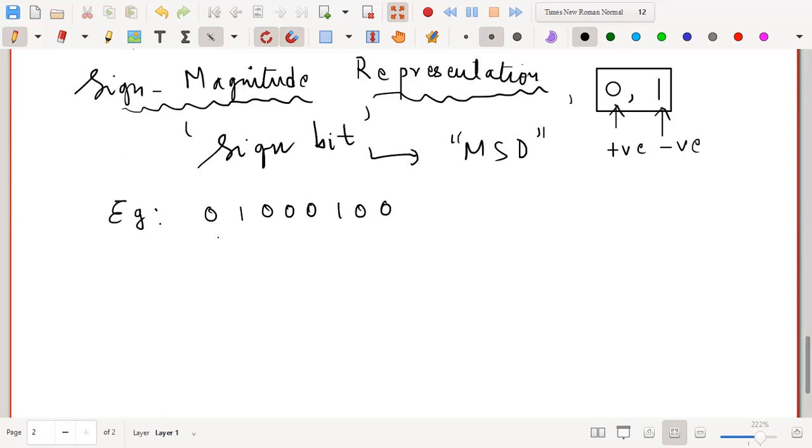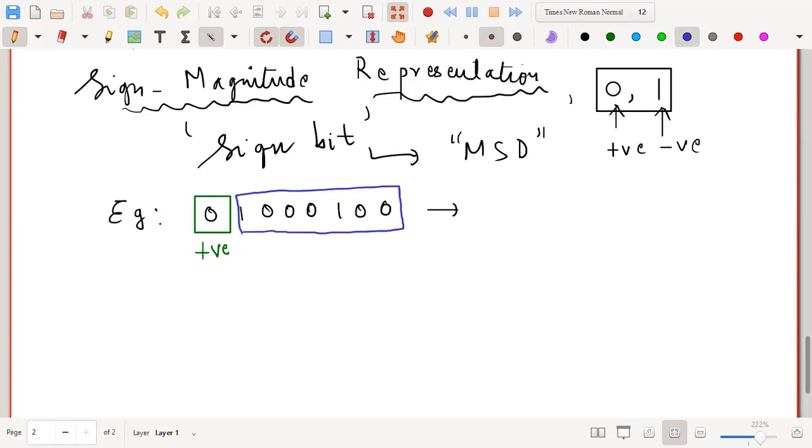Now let us say I have to represent this number in sign magnitude representation. As I told you, in sign magnitude you have to look at the MSD. Please see this MSD now. This is a 0, so this corresponds to a positive number. This digit represents the sign and the rest, the blue, will represent the magnitude.